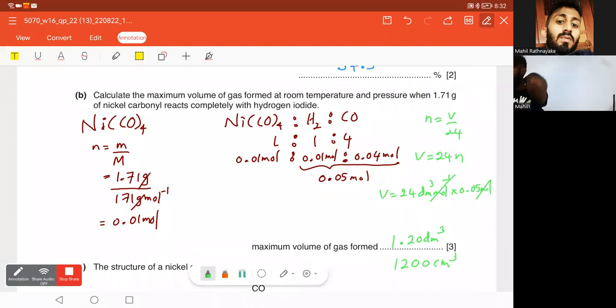This 0.01 is 1 mark, 0.05 is 1 mark, 1.2 is 1 mark. Can you cancel more than one because of dividing? No, this is decimeter per mole. That one is just mole. Then mole and per mole you can cancel. Next one.